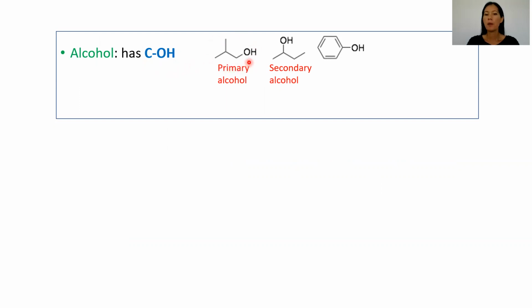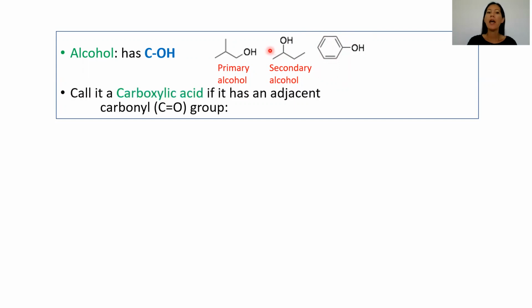Here are some other examples of different alcohols. A primary alcohol has an OH attached to a carbon. A secondary alcohol has an OH attached to a carbon that's attached to 2 carbons. Here's a phenol group, specifically off of a benzene ring, which is also called a phenyl group. Okay, so alcohol has a C-OH group. Be able to recognize that.